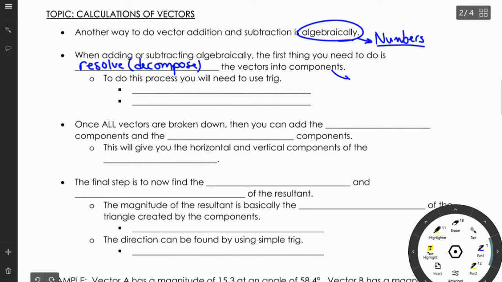Now, when it comes down to the end, you're going to have two components. You're going to have an x component, and you're going to have a y component. So to do this, you're just going to use simple trig. What's the simple trig? It's just going to be sine and cosine.